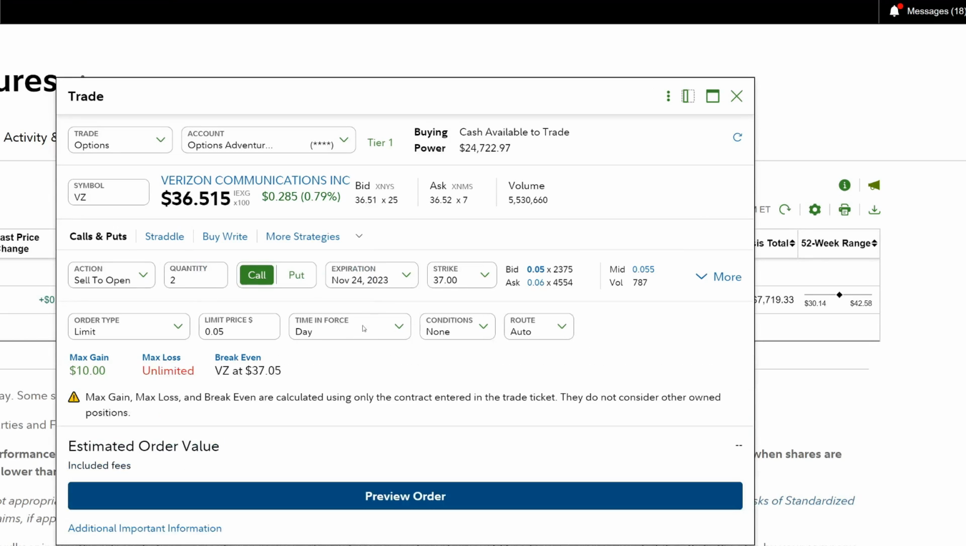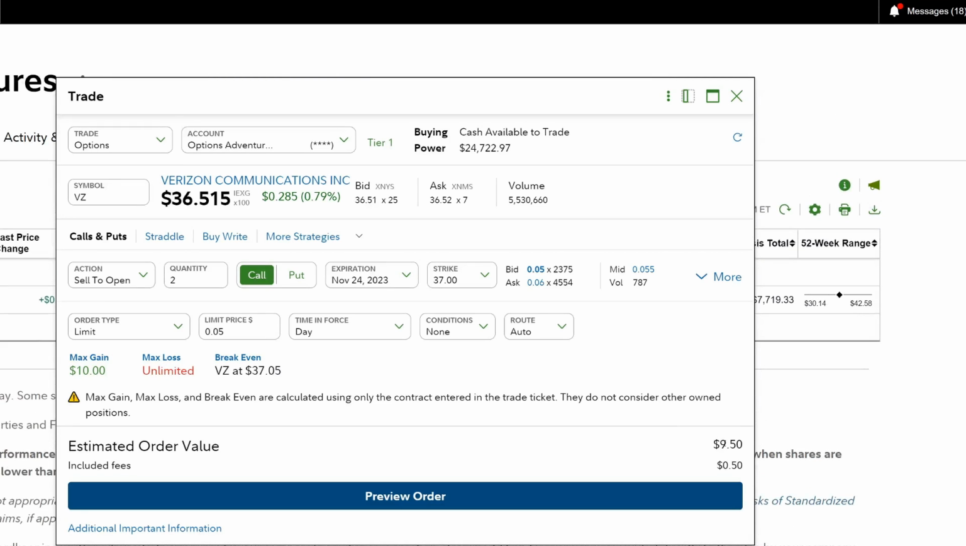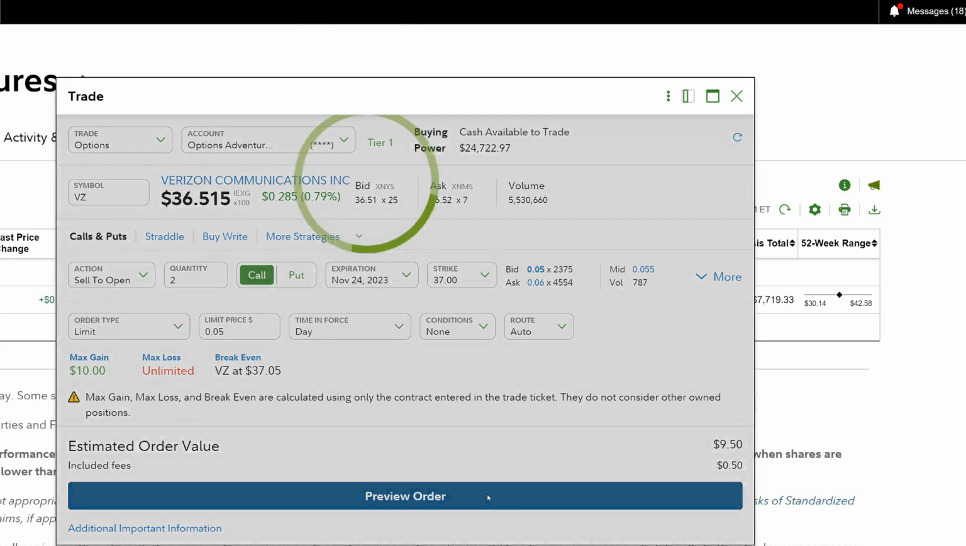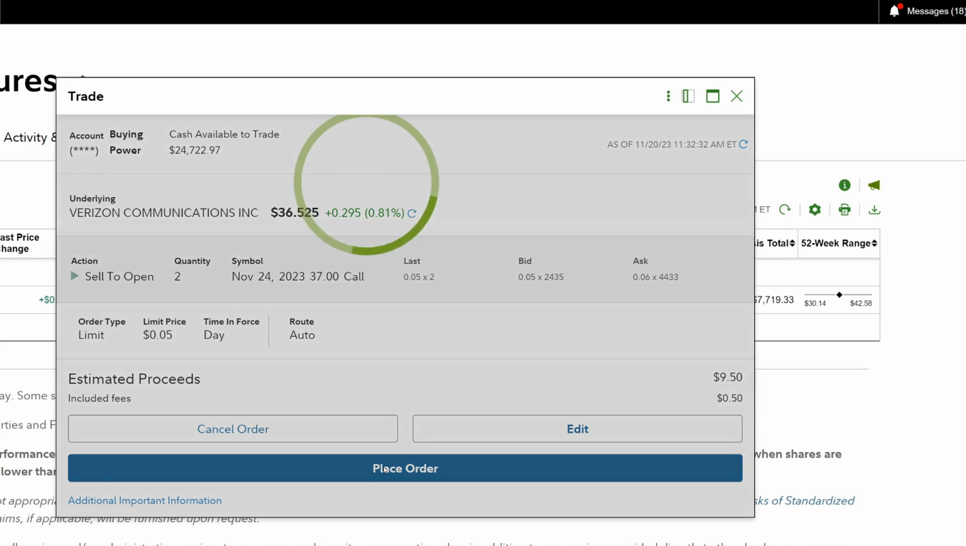I'll just do 5 so that it can get filled, and you'll see here that we would be collecting roughly $9.50 in our case. 50 cents is the fee. Let's make sure we click preview order. Again, we are doing a sell to open. It's 2 of these contracts, expiring on November 24th, 2023 with a strike price of $37. It is a call, and they will be paying us $9.50. So let's click place order.